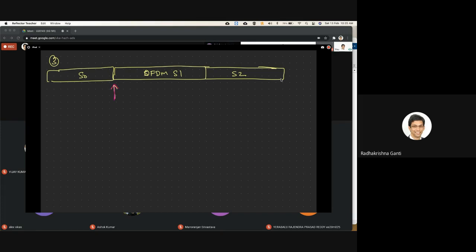From that point, what do you do? Suppose your FFT size is, let's say, 1024, for example. You will take 1024 samples. Then you know that the next OFDM symbol is coming. You take 1024 samples, and so on and so forth. Let's assume there's no CP for now. Let's see what the problem is with that.